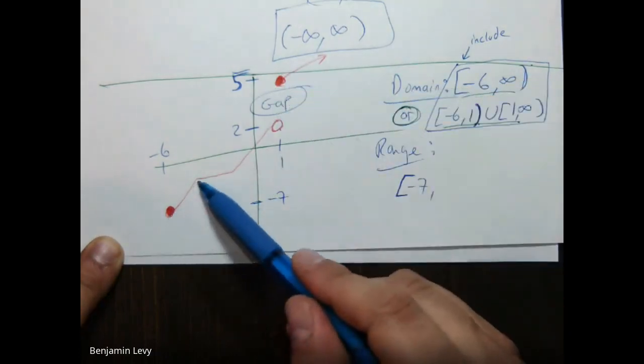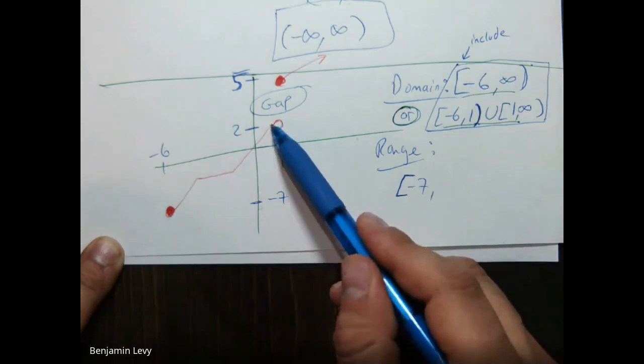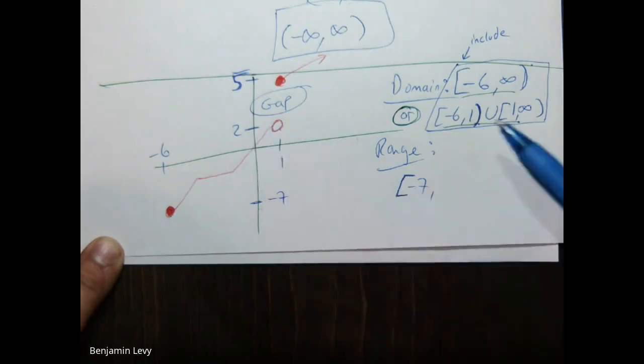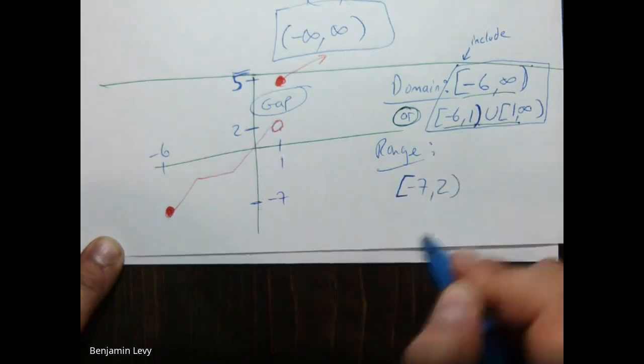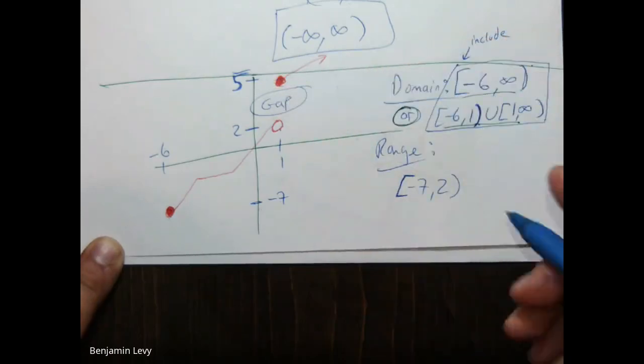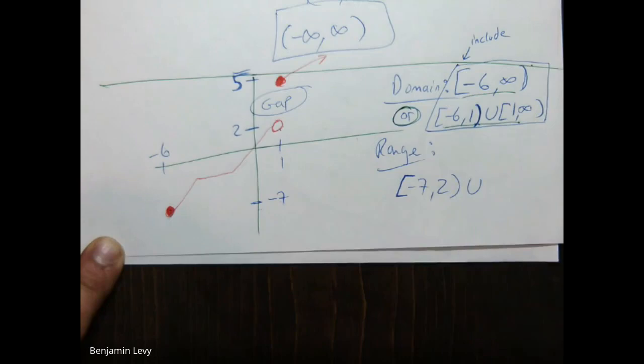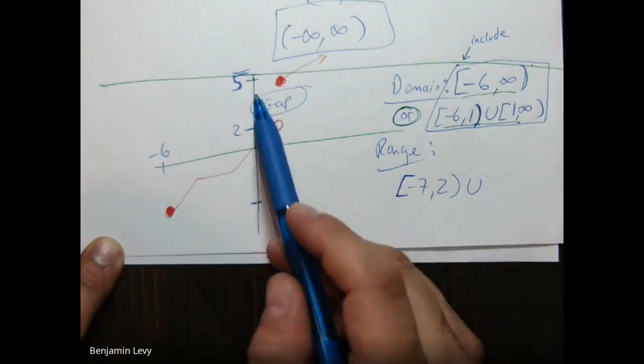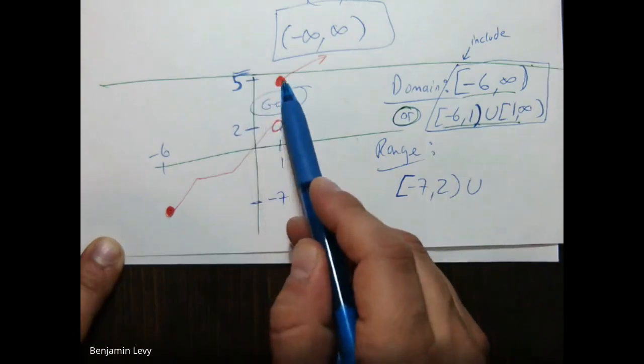So this piece comes up and stops right here at 2 with an open circle. So this is going to be 2 with a parenthesis. And then we've got to skip over the gap, right? So we want to have a union with a second piece. And the second piece starts at 5, closed circle, and just goes up forever.